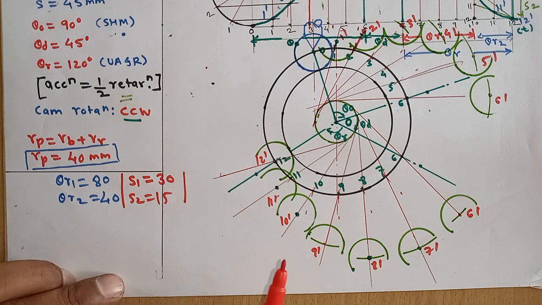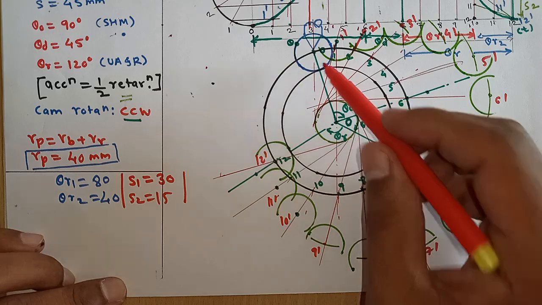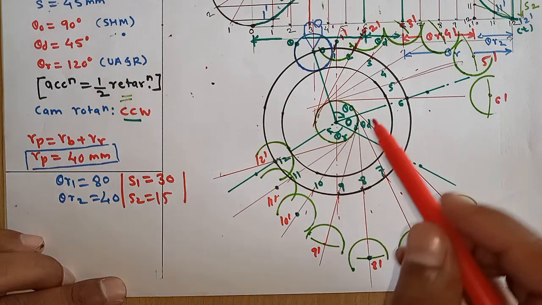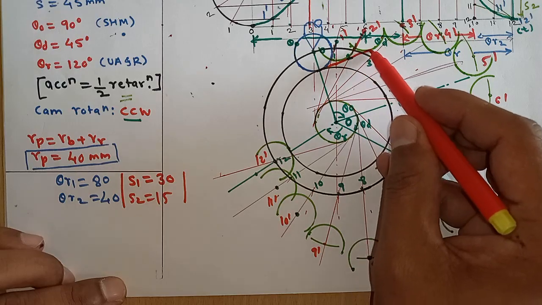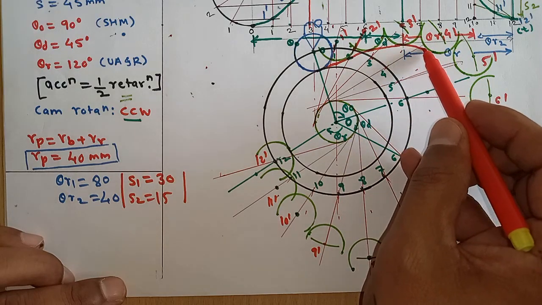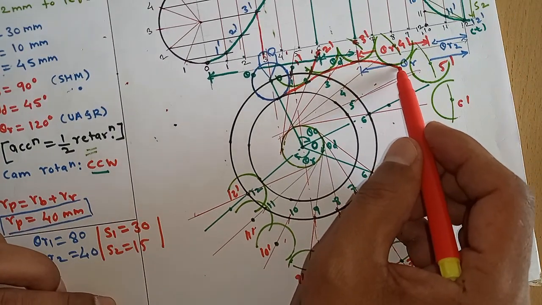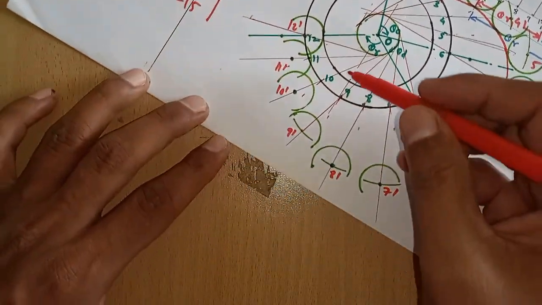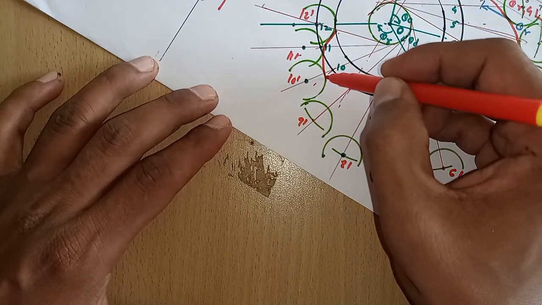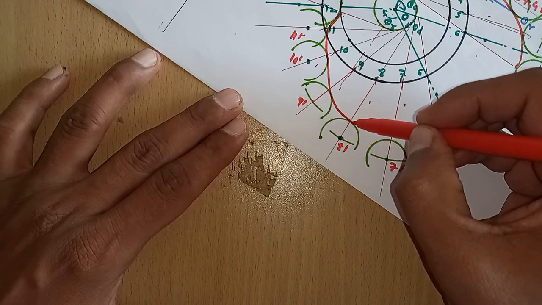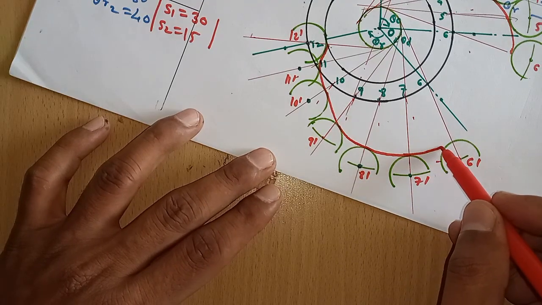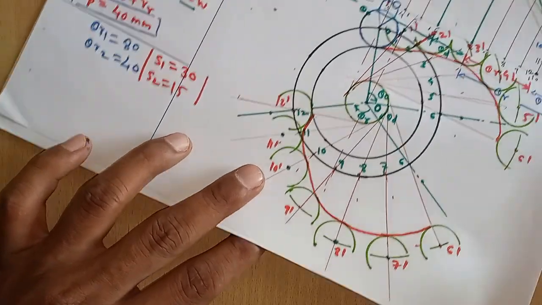Now in the last step we will draw a smooth curve tangent to all these rollers to get the cam profile. Start from the roller number 0. You will notice roller number 0 and roller number 12 are touching the base circle. They must touch the base circle. Let us draw a smooth tangential curve.